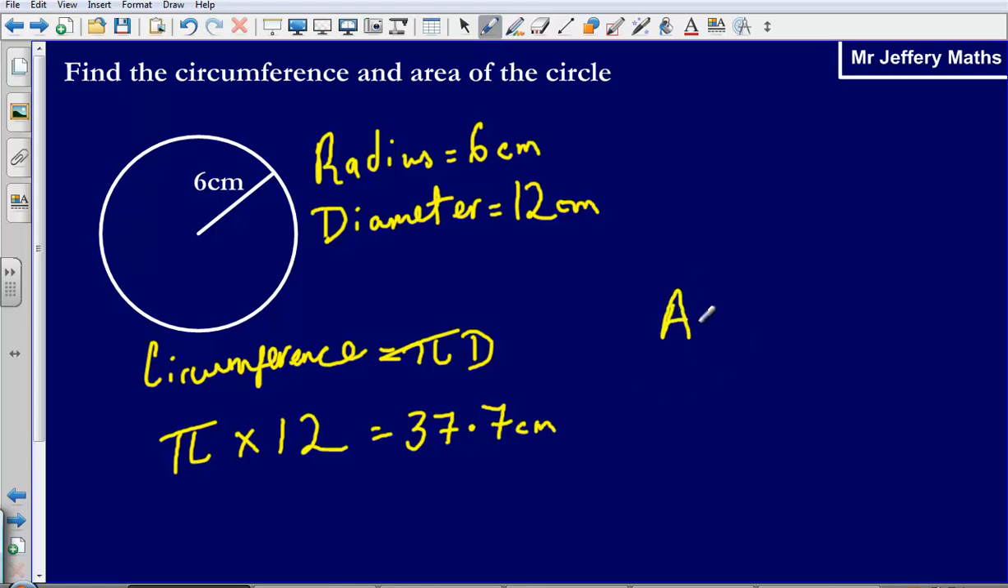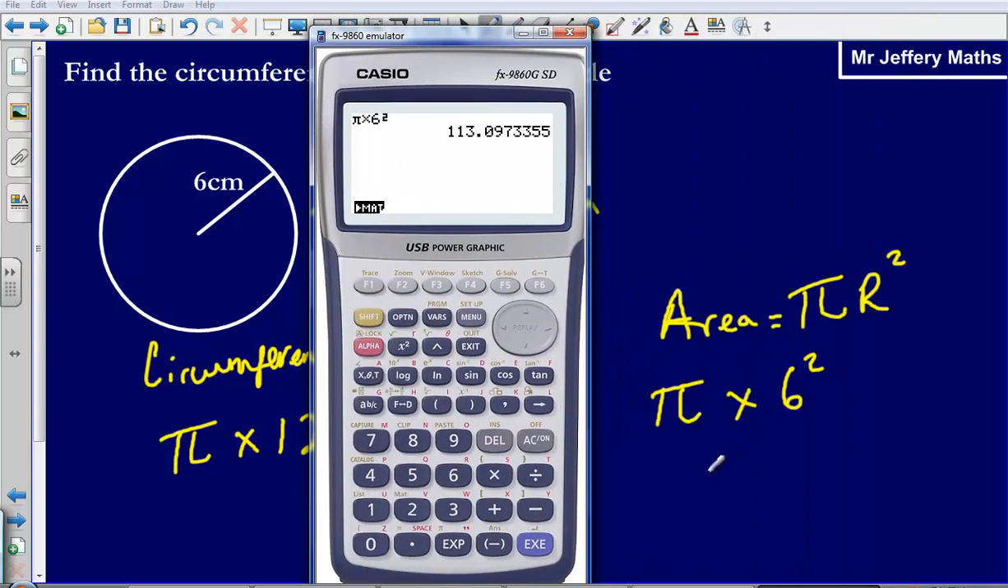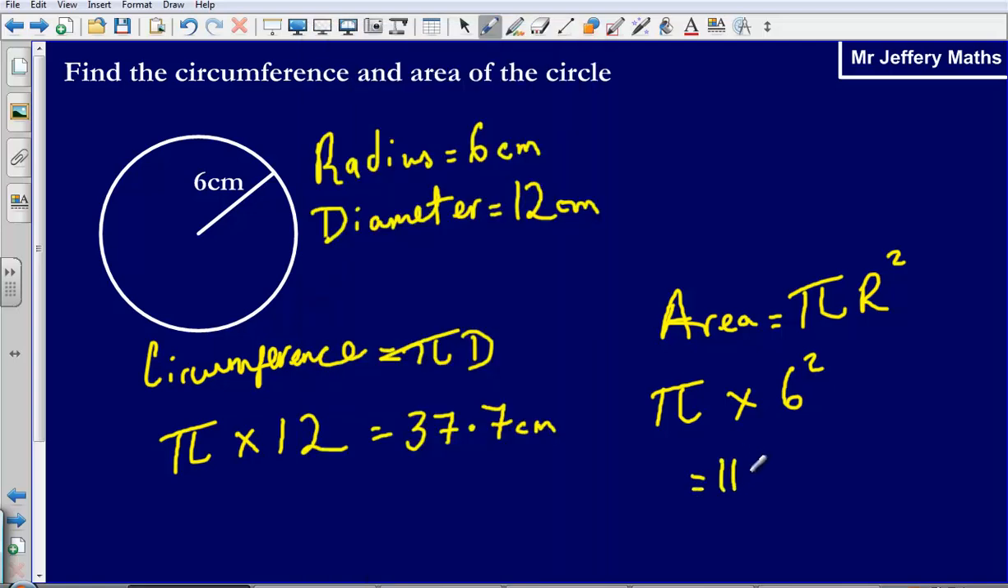Now for the area, our formula is pi r squared. So area is pi times the radius squared. Here our radius is 6, so we're going to do pi multiplied by 6 squared. Typing this into our calculator, pi times 6 squared, that's going to give us 113, and again we'll go to one decimal place, so 113.1 is going to be our answer here, and then we're dealing with area this time, so it's going to be centimetres squared.